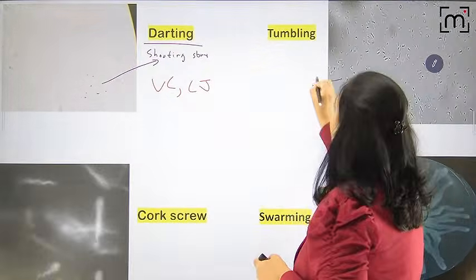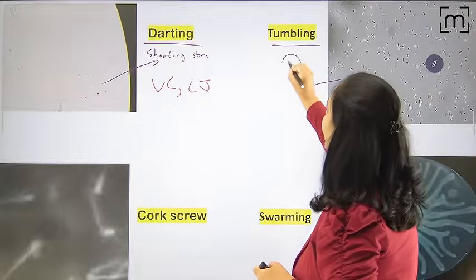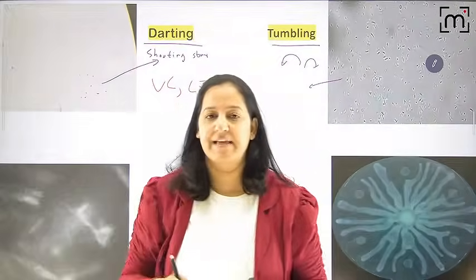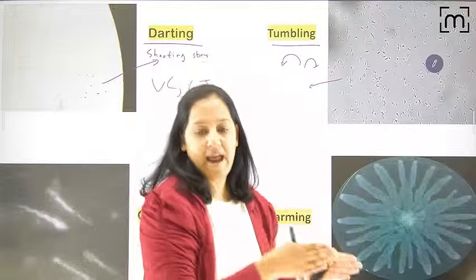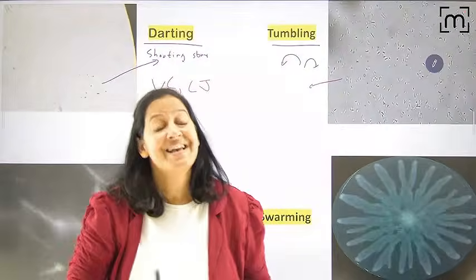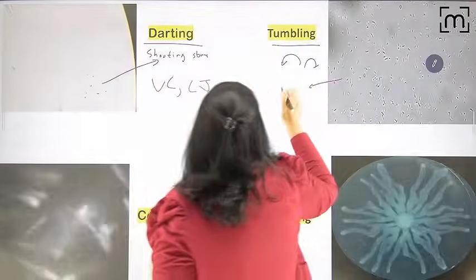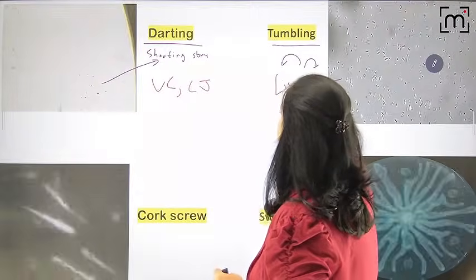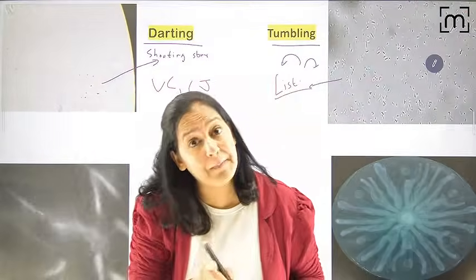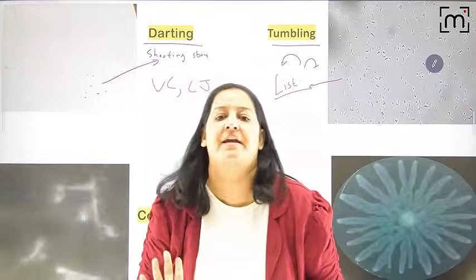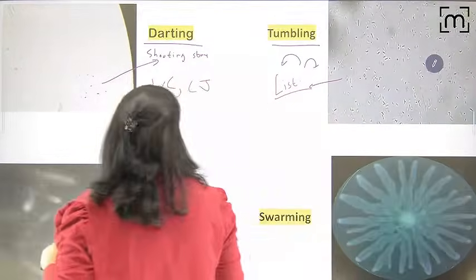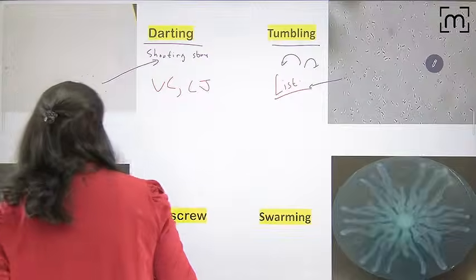Number two, tumbling. What do you mean by tumbling? Tumbling means clockwise, anti-clockwise. So the bacterium goes a little bit clockwise, a little bit anti-clockwise. That is known as tumbling motility. Only one bacterium shows tumbling motility: Listeria monocytogenes. In a question, tumbling means Listeria. That is the answer. Got it? That is tumbling motility. The third one is corkscrew.